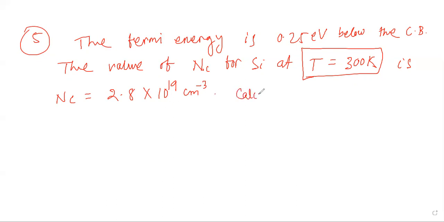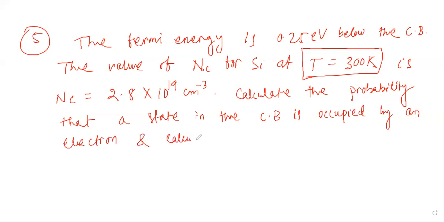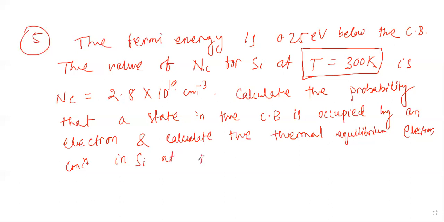Okay, now what you need to do is calculate the probability that a state in the conduction band is occupied by an electron, and calculate the thermal equilibrium electron concentration in silicon at T equals 300 Kelvin.